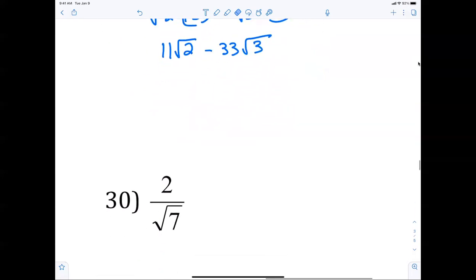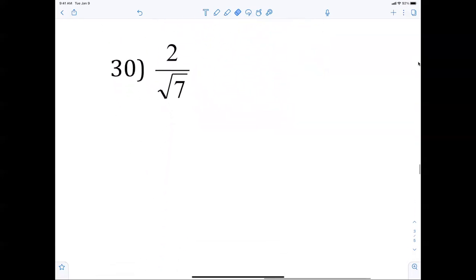Okay, here we go. Number 30, simple. There's nothing to do, so we just multiply the top and bottom by radical 7. So that becomes 2 radical 7 over 7. All right, easy.